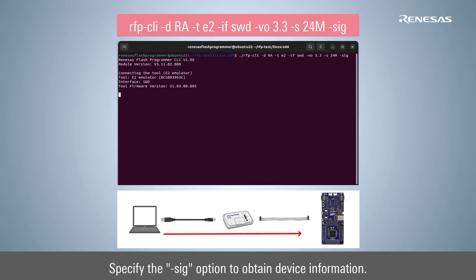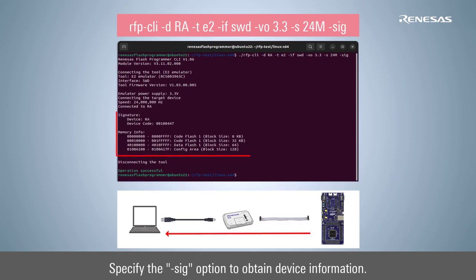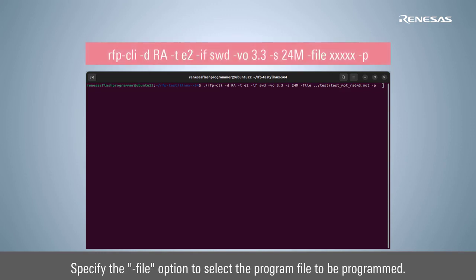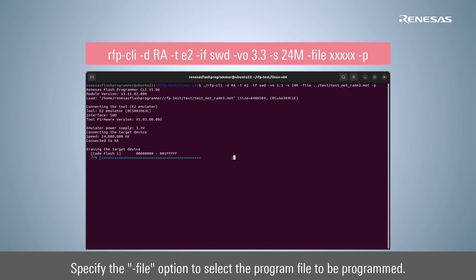First, specify the -SIG option for the device command to obtain device information. Next, specify the -file option to select the program file to be programmed. Then the execution result of an actual program looks like this.